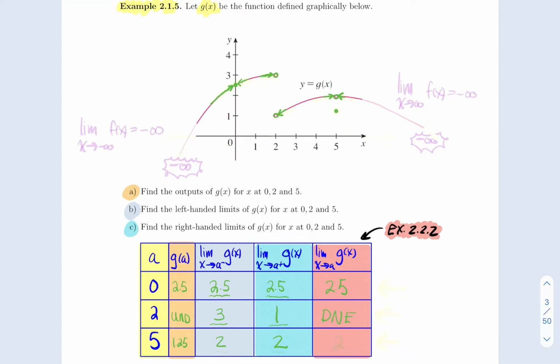What about around 5? Well, it's 2 on the left side and 2 on the right side. So the limit around 5 is 2 again. Okay, so two-sided limit, very, very straightforward stuff.